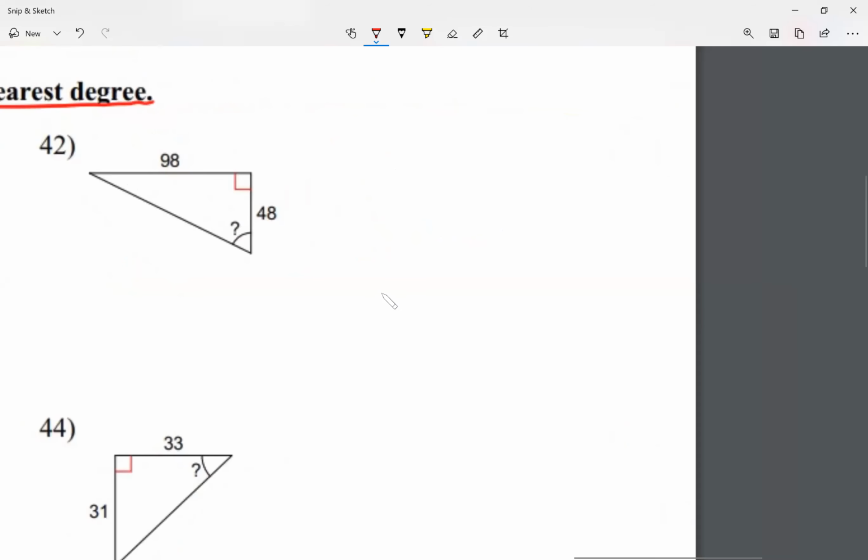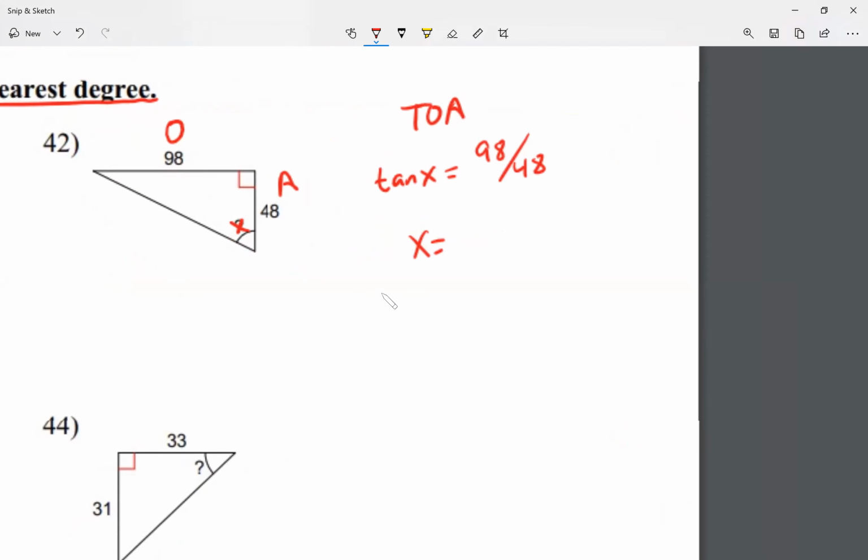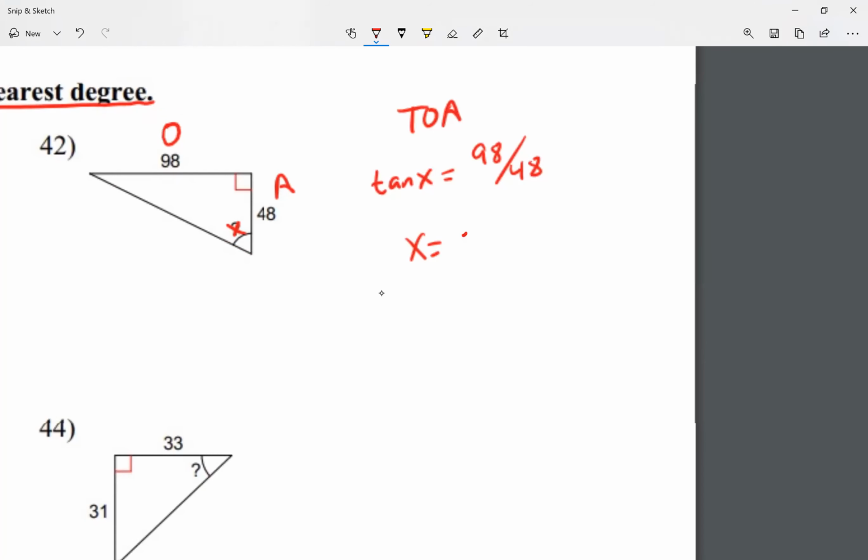Take a look at number 42. I don't have the hypotenuse, right? The angle I don't know, I'm going to call it x. I know 98 is the opposite, 48 is the adjacent. So I remember the acronym TOA, which means that tangent of x equals 98 over 48. That means that x is equal to tangent inverse. Since I'm going to break tangent of x, I'm going to use the inverse. So tan inverse of 98 over 48.